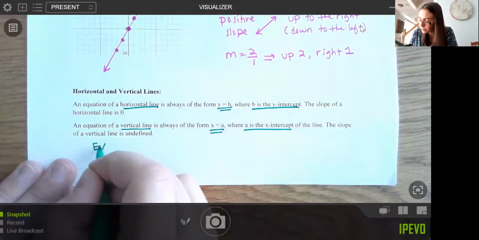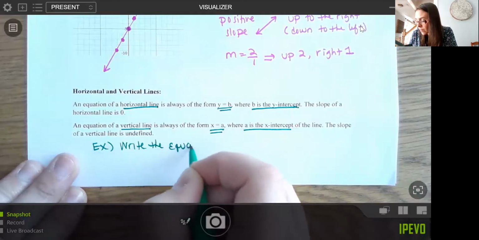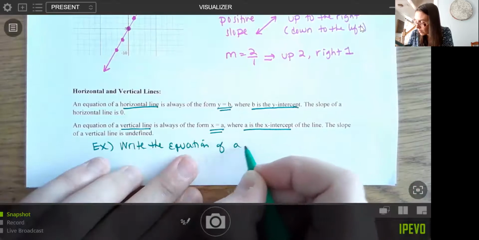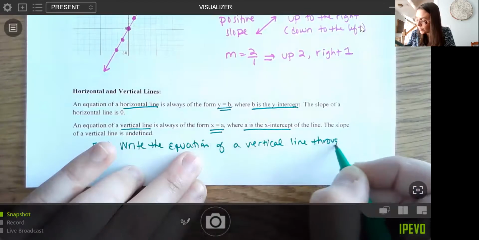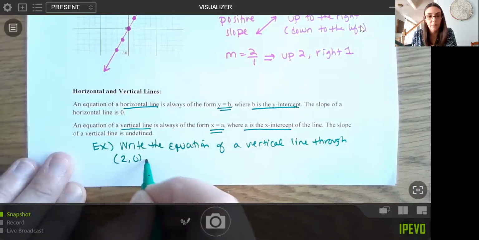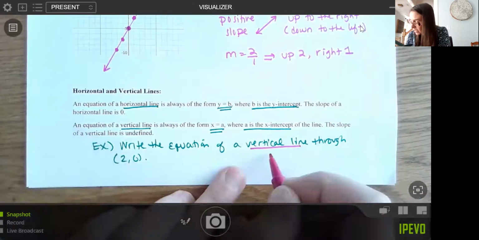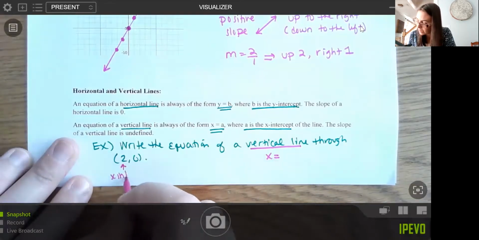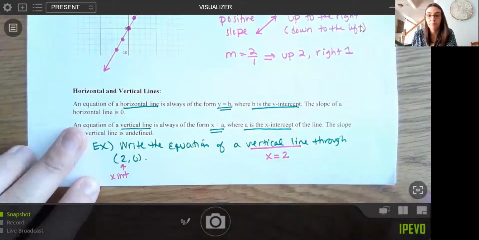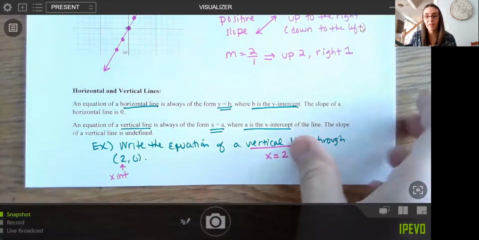So for example, let's say I had something like: write the equation of a vertical line through the point 2, 0. Well, if I see vertical line then I know it's going to be x equals a number. And I'm just looking at that x-intercept here. And that's my value. So x equals 2. That's it. So you can keep these in mind that they're going to be simpler and quicker and not to overthink them too much. So let's look at graphing them.